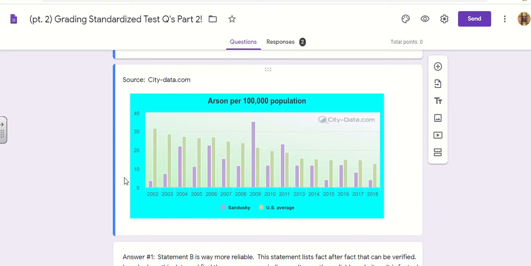Now, some people do it, so I guess it is a problem. But for the most part, and I don't know what was going on in 2009, we have less of a problem than most cities across the country. So is this reliable? Yes.